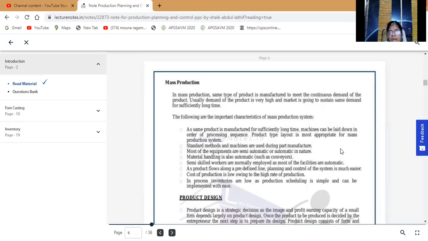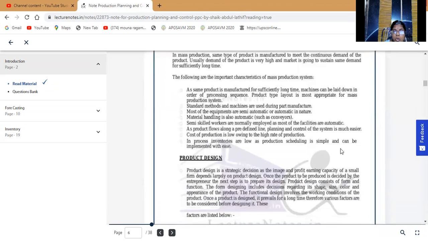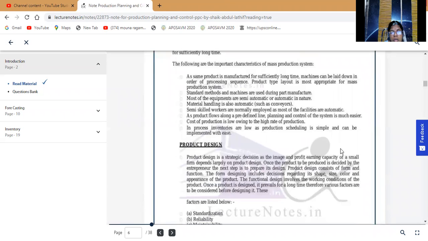As the same product is manufactured for a sufficiently long time, machines can be laid down in order of processing sequence. Product type layout is most appropriate for mass production. The second thing is that standard methods and machines are used during part manufacture. Most of the equipment is semi-automatic or automatic in nature. Materials handling is also automatic. Semi-skilled laborers are normally employed, as most of the facilities are automatic. Because it is automatic, skilled labor is not required here.